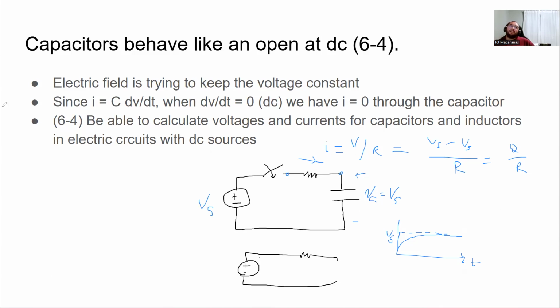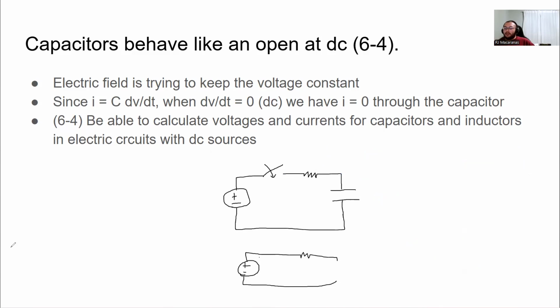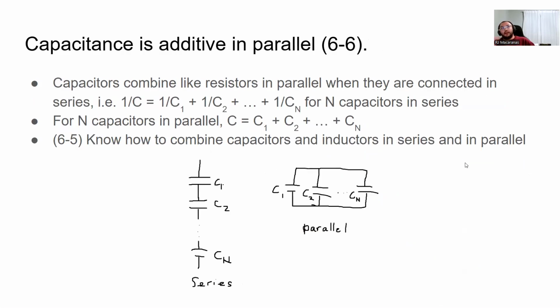And again, that's an important thing to consider when you're working through things. All right. So capacitance is additive in parallel. This is a little bit different from resistors, right? We learned that resistors are additive in series, or resistance rather. But it actually turns out that capacitors combine like resistors in parallel when they're connected in series.